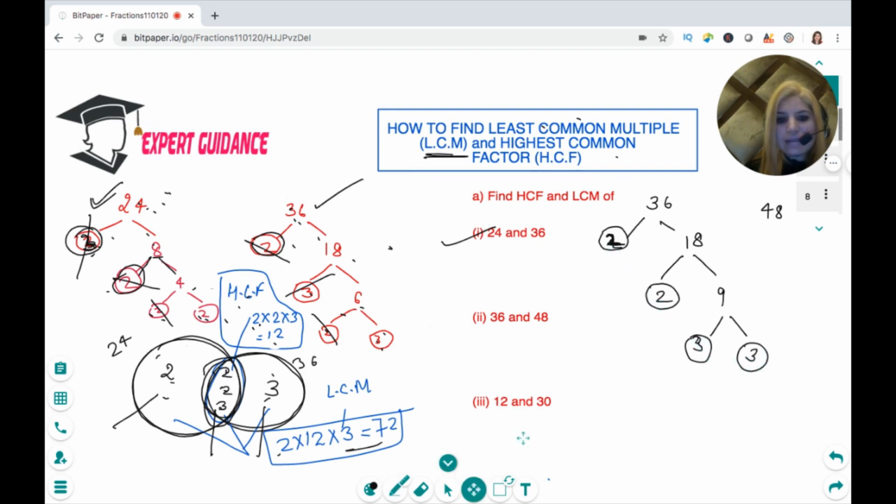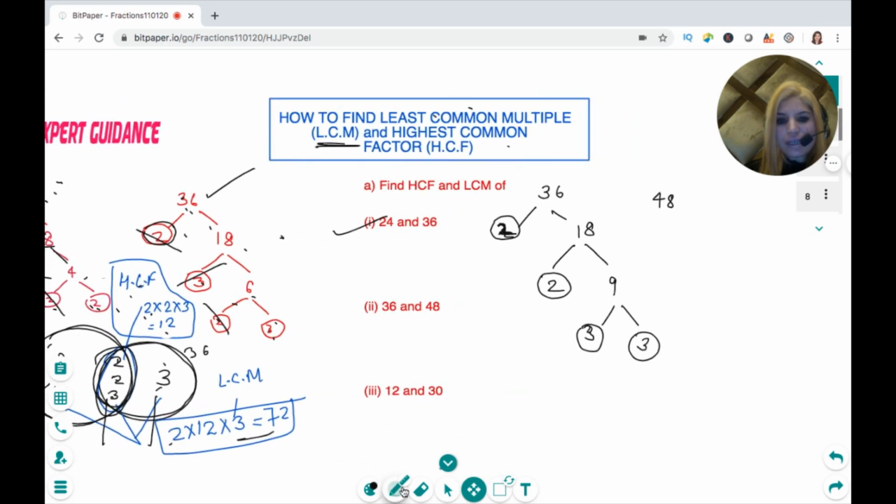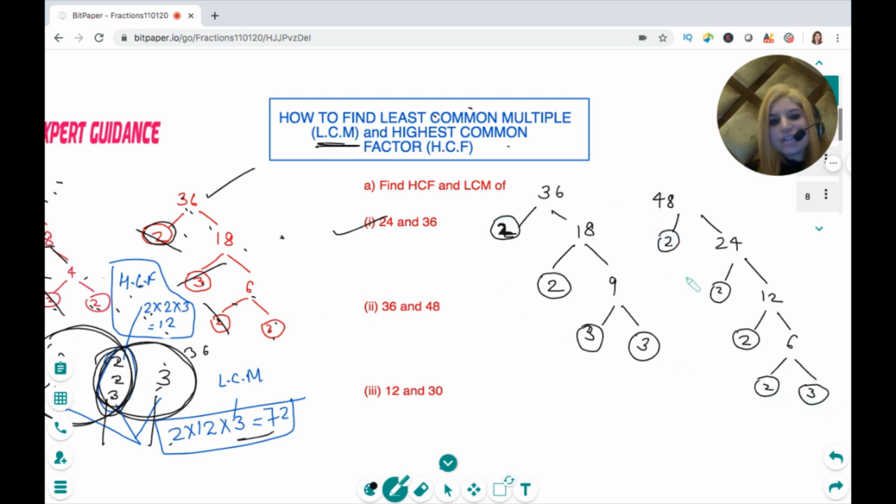Now let's come to the factors of 48. Now 48 can be written as 2 times 24. 24 can be written as 2 times 12. 12 is further broken down into 2 times 6, and 6 is broken down into 2 times 3. Right? So my factors of 48 are 2, 2, 2, 2, and 3.